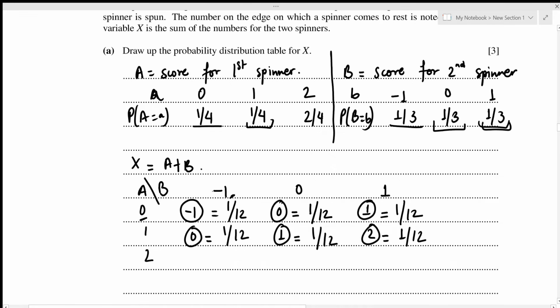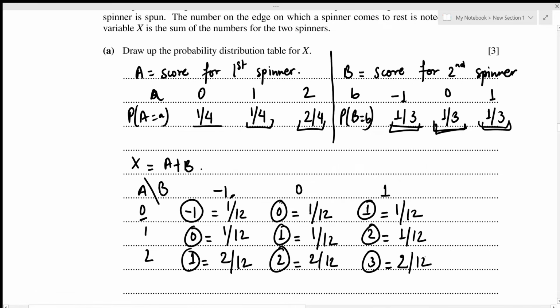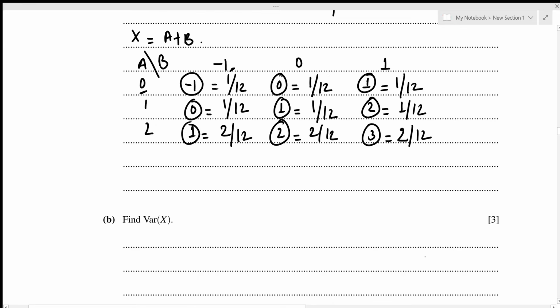Now, 2 plus negative 1, so that's going to be a score of 1. And its probability is going to be 2 by 4 into 1 by 3, which is going to be 2 by 12. For the second case, that's going to be 2 plus 0, which gives us the score of 2, which again has a probability of 2 by 4 into 1 by 3, which is going to be 2 by 12. For the last one, that's going to be 2 plus 1, which gives us the score of 3. Then the required probability is going to be 2 by 4 into 1 by 3, which again is going to be 2 by 12.